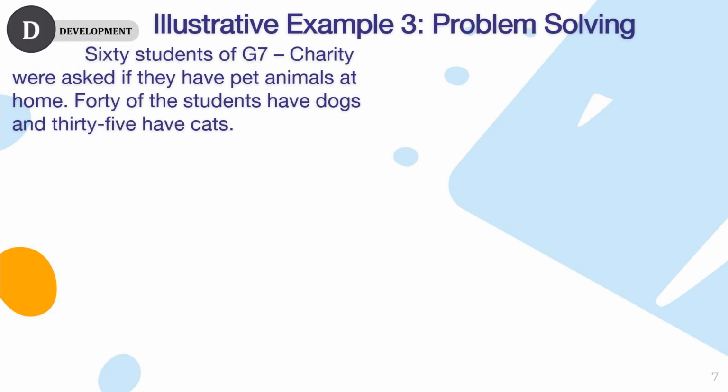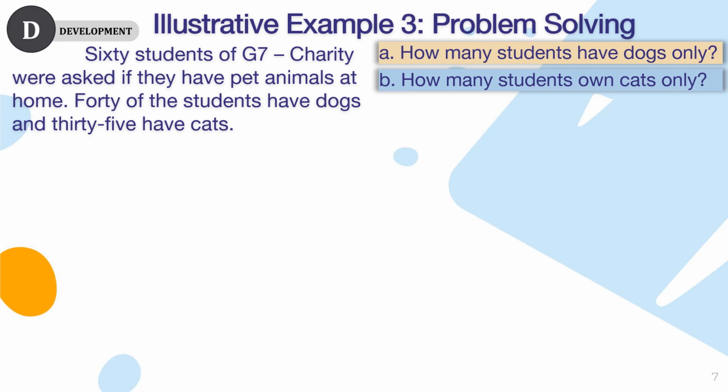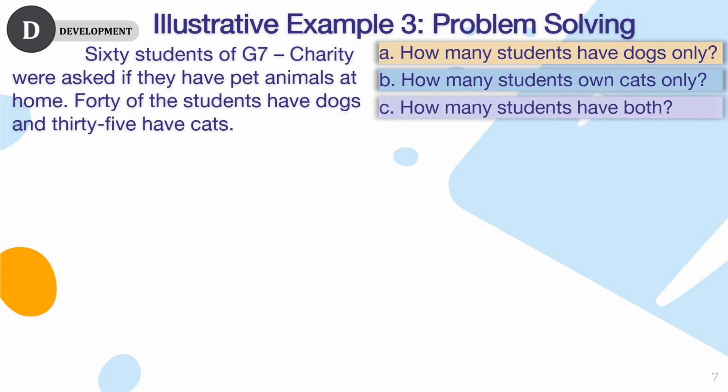Now let us try to solve this problem. 60 students of grade 7 charity were asked if they have pet animals at home. 40 of the students have dogs and 35 have cats. We are to answer the following questions. Letter A. How many students have dogs only? Letter B. How many students own cats only? And letter C, how many students have both?